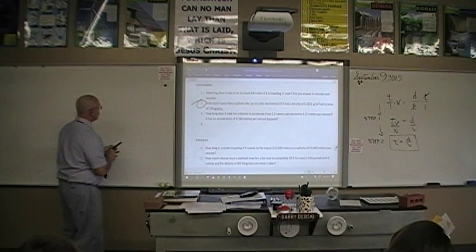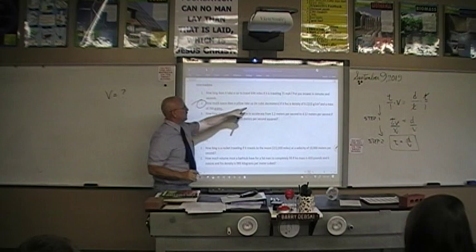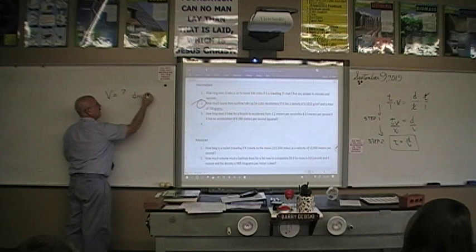Equals, like Kilb said, question mark, and it tells me what I need the units to be. This is a weird one. We write it decimeters, dm cubed. Decimeters cubed.